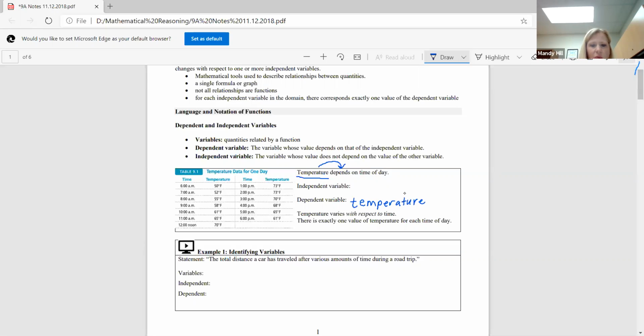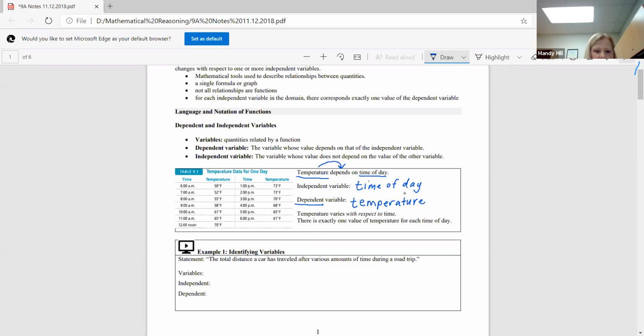And in life, we know this. We know that it's usually cooler in the morning, and then it heats up as the day goes on, and as the sun goes down at night, it becomes cooler again. So the temperature is dependent on the time of day. Okay, so as the time changes, it affects the temperature. Temperature varies with respect to time. There is exactly one value of temperature for each time of day.